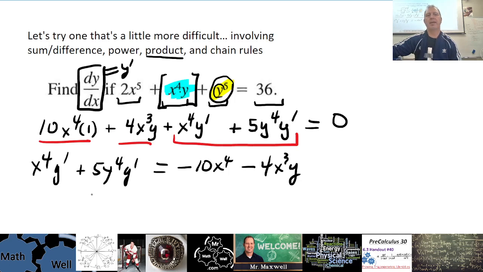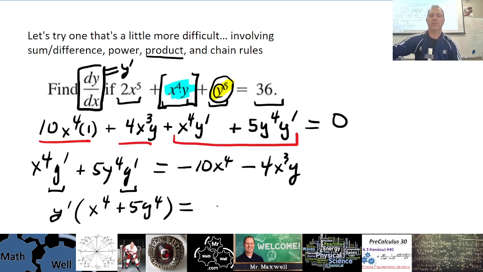Why do I do that? Because I have a common factor of y prime on this side now. So those two terms, I can remove a common factor, which is the y prime that I'm looking for. Remove that, and I get x to the 4th plus 5y to the 4th equals negative 10x to the 4th minus 4x cubed y.